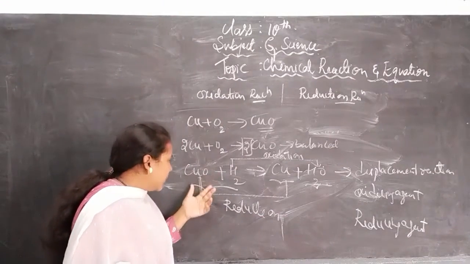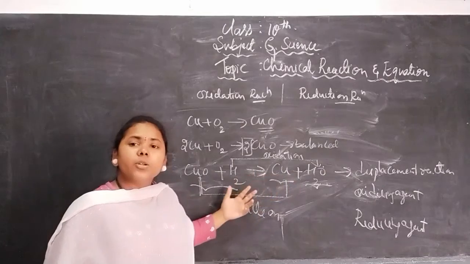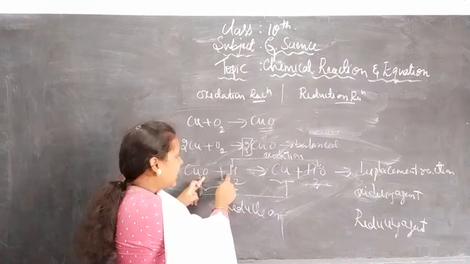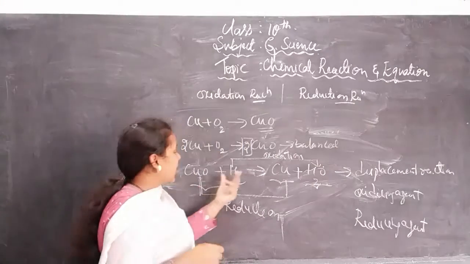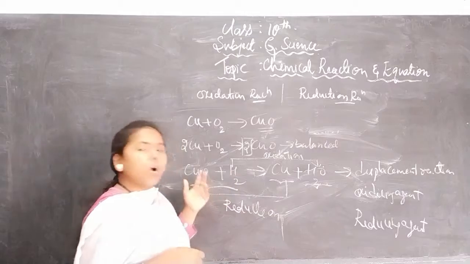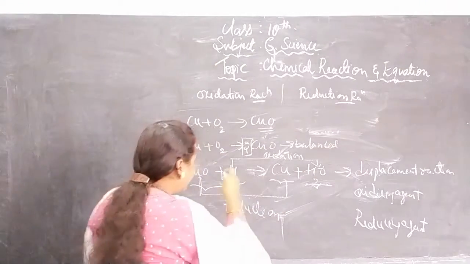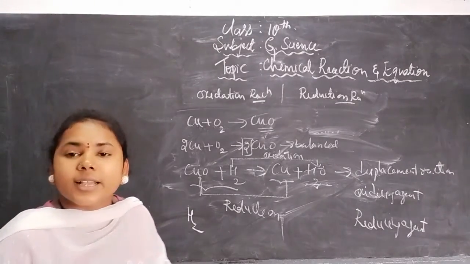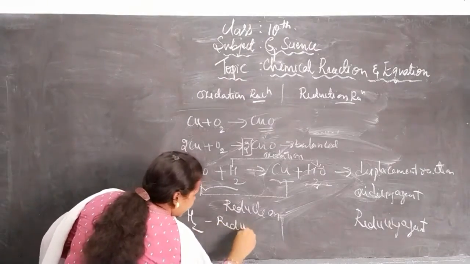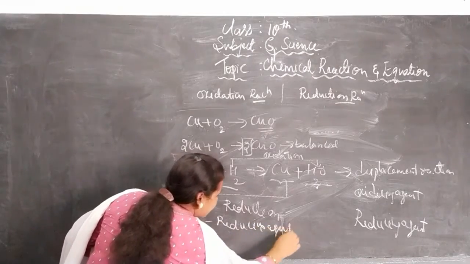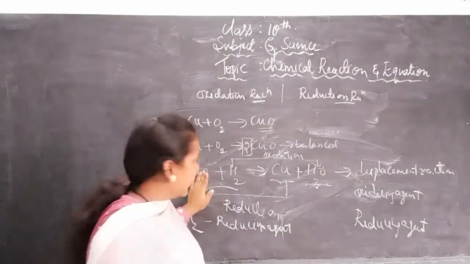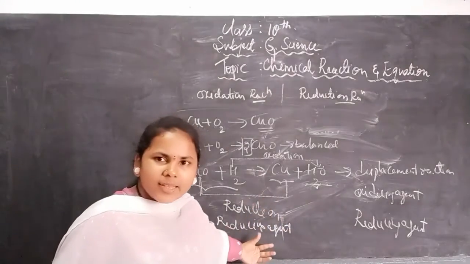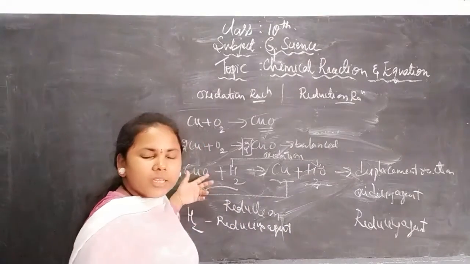Here what is the reducing agent? We see that copper oxide is reduced into copper, the oxygen is removed, and that is adding to the hydrogen. Hence what do you call this hydrogen? It is a reducing agent, because it helps to reduce copper oxide to copper. Hence, hydrogen is a reducing agent. It is helping, right? It helps to reduce. Hence, it is called a reducing agent.